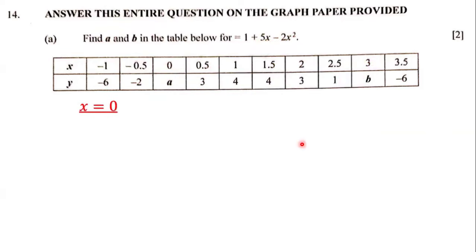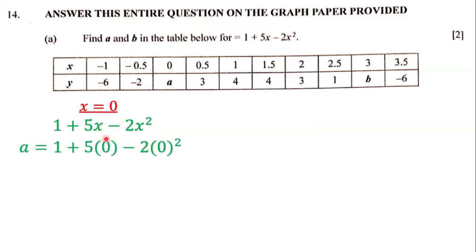So here, we know that for a, x is equal to 0. We have our equation here, and we're going to substitute 0 in for x. Wherever we see x, we're going to put 0. So we put 0 here, we put 0 here.